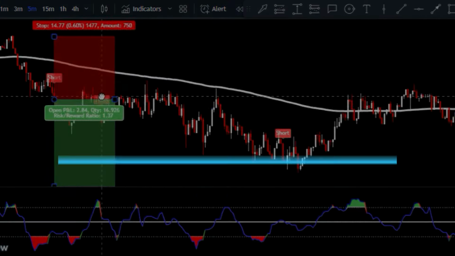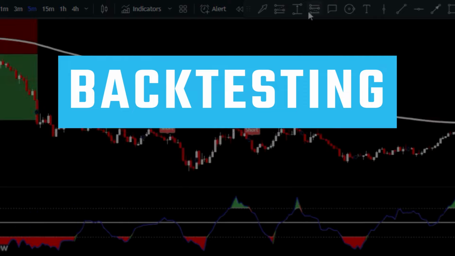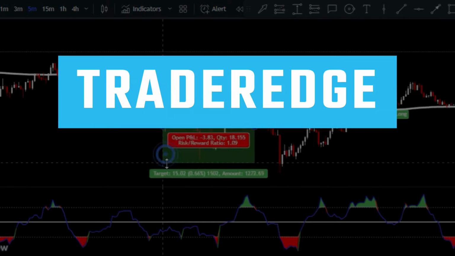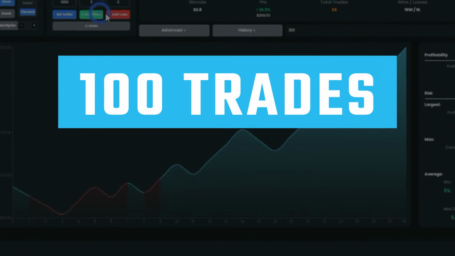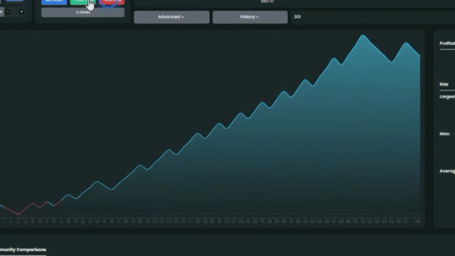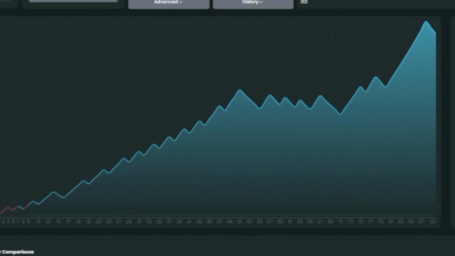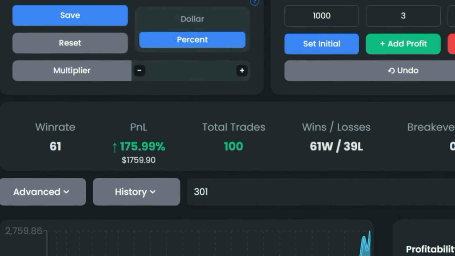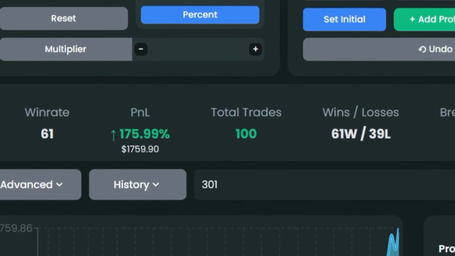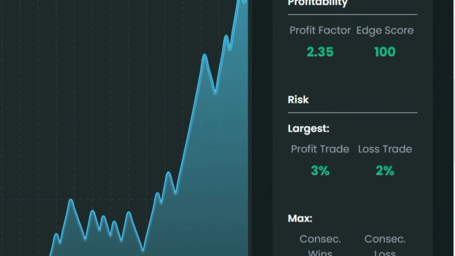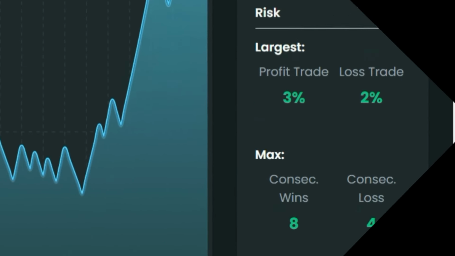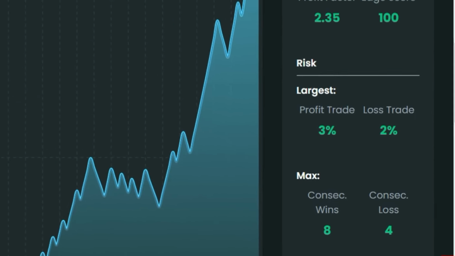Now it's time to backtest our strategy and ensure its performance. For the backtest on the TraderEdge website, we set the initial amount at $100 and consider the risk-reward ratio of 1 to 1.5. After executing 100 trades on the Ethereum chart in a 5-minute time frame, the win rate of the strategy reached 61%, resulting in a 175% profit. The profit factor of this strategy was 2.35. In this backtest, we had 8 consecutive wins and 4 consecutive losses.